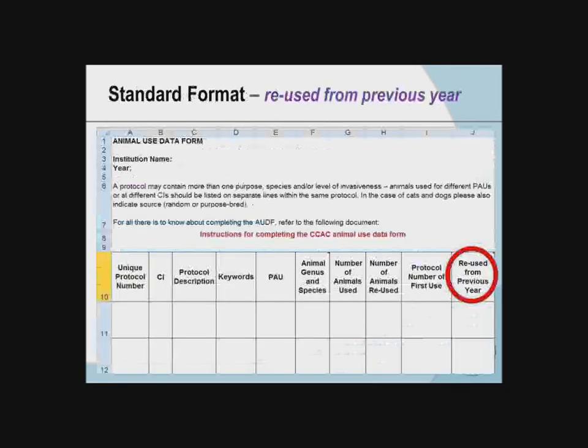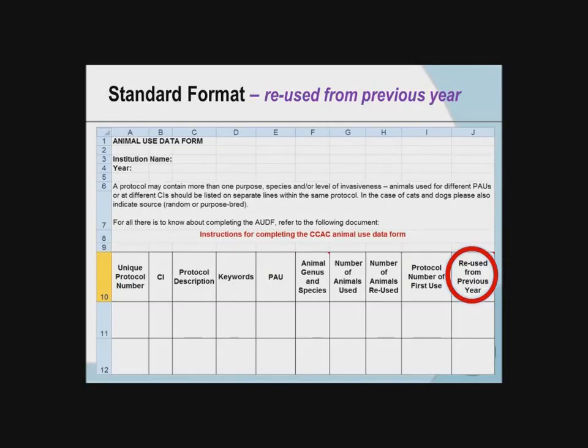This helps the CCAC to be able to calculate the absolute number of animals used each year. So for this reason, we ask for the protocol number of the first use so that we can subtract those animals that were used again in another protocol.